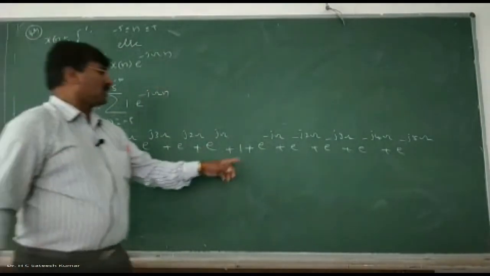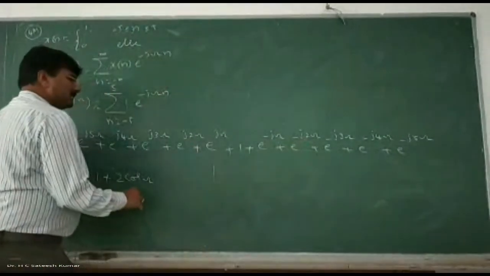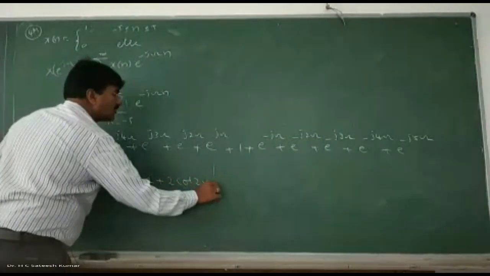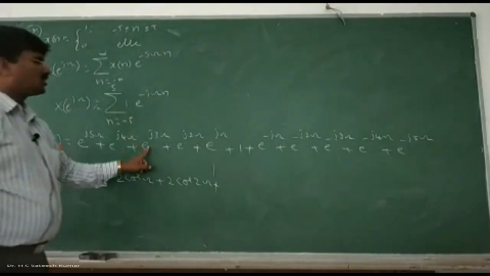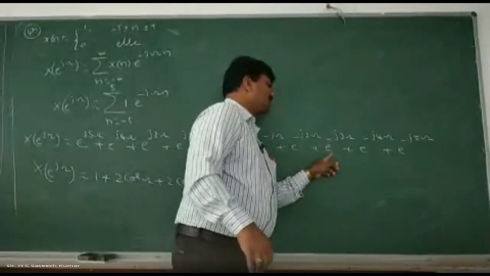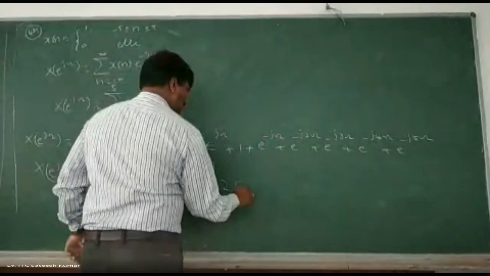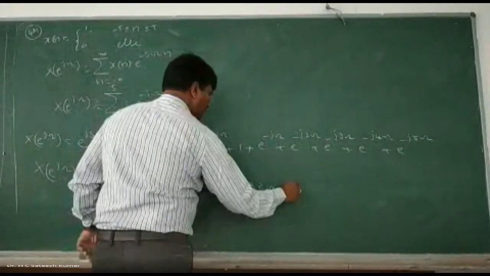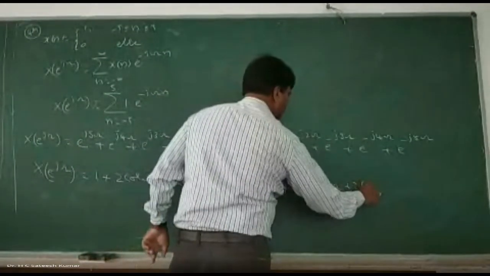plus e to the power of j2 omega plus e to the power of minus j2 omega, which is 2 cos 2 omega, plus e to the power of j3 omega plus e to the power of minus j3 omega, which is 2 cos 3 omega, plus 2 cos 4 omega, plus 2 cos 5 omega. That's it.